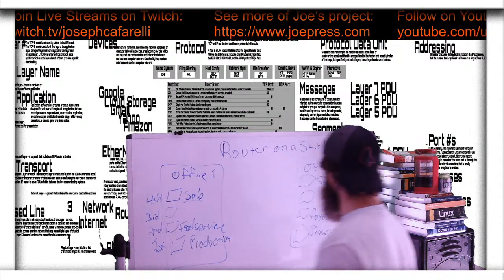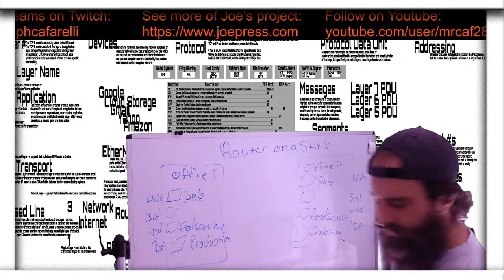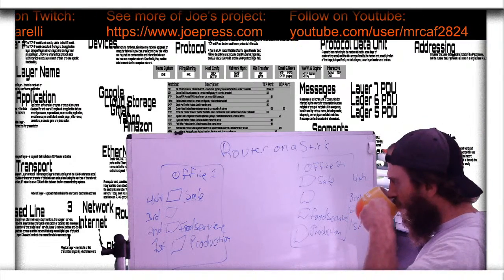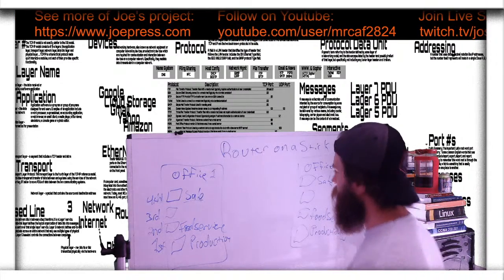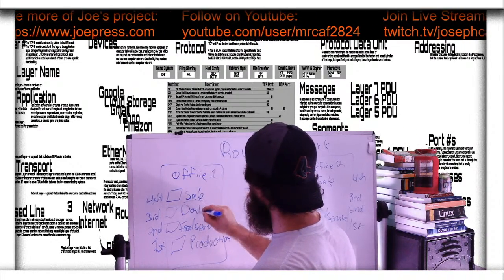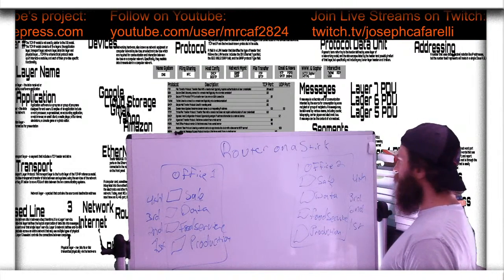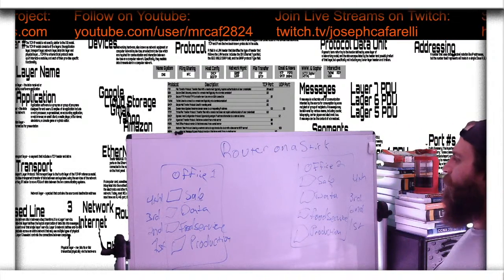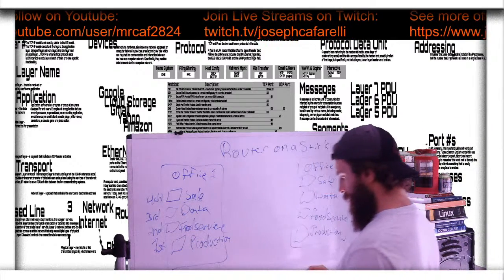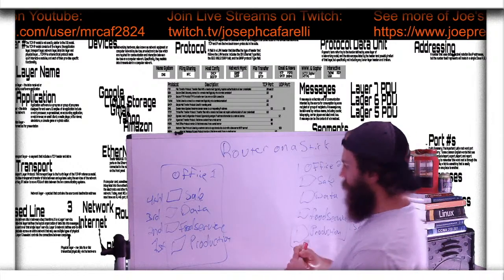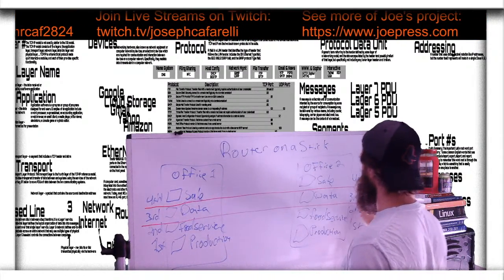So we got our food service, and we need one more department. Well, we'll just say data. Say we have a data department too. And then we're going to break these up into separate VLANs.